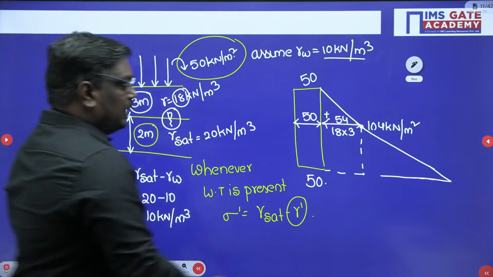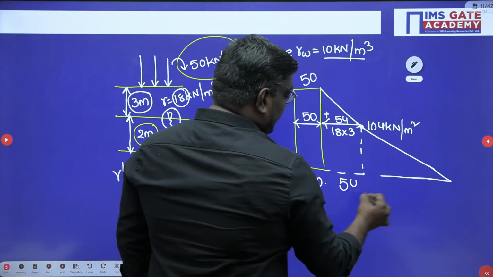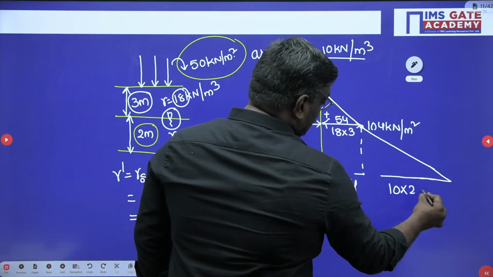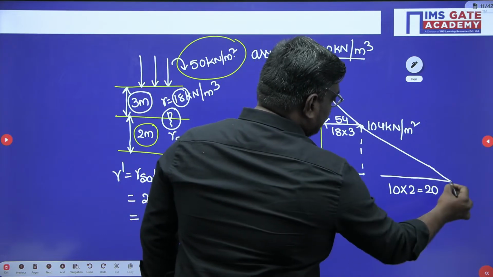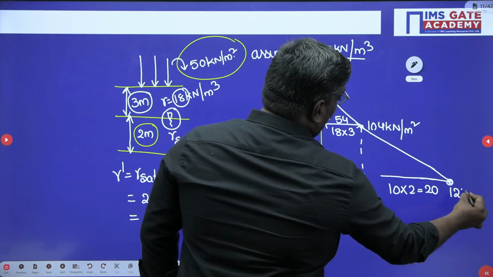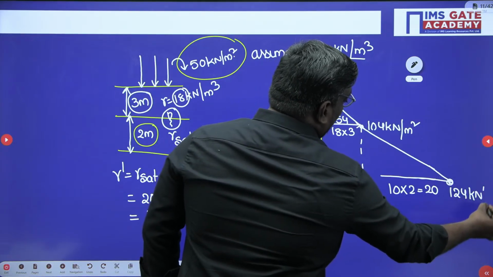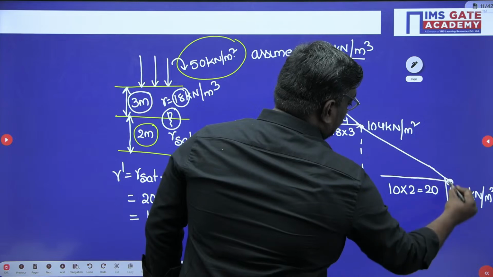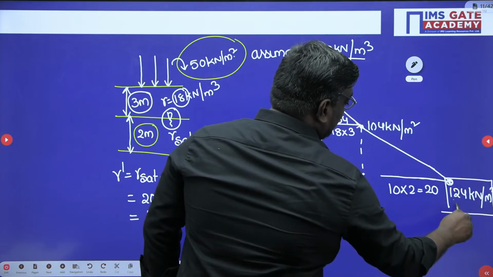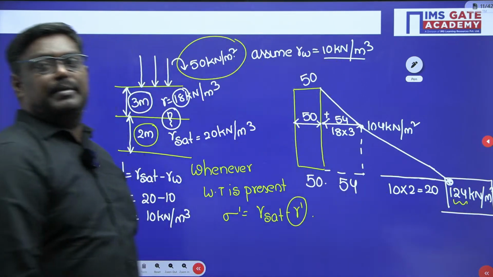So here it will be equal to 54, and here it is 10 into 2, which is equal to 20. So if you add all this, you will get a value of 124 kilonewton per meter square. So what will be the final answer? You can say 124 kilonewton per meter square.